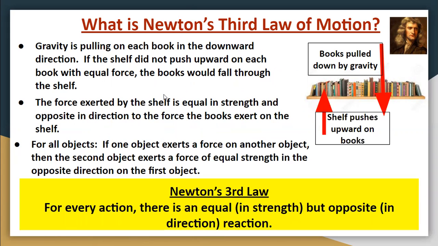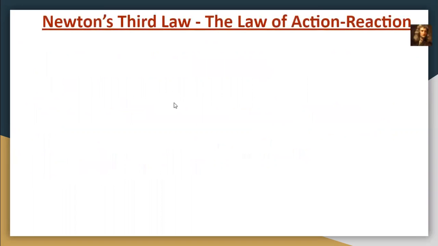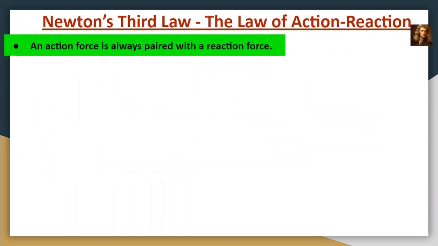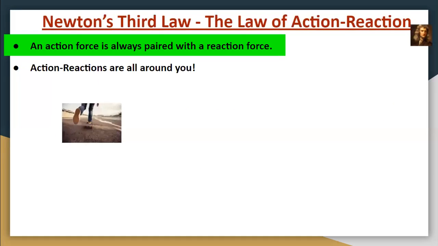So Newton's third law is, for every action, there is an equal in strength but opposite in direction reaction. We can do some examples of that. So it's called the law of action-reaction. An action force is always paired with a reaction force. Action reactions are all around you. How do I mean? Let's see.